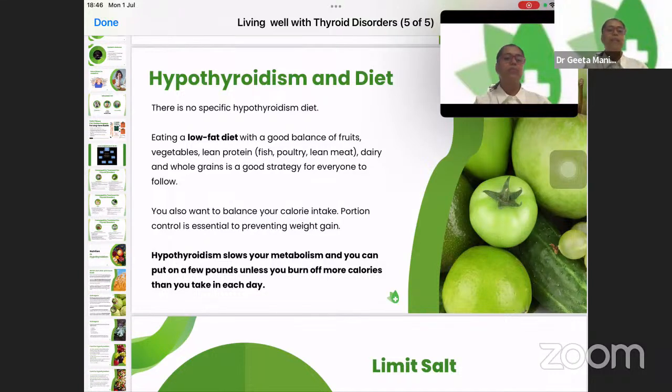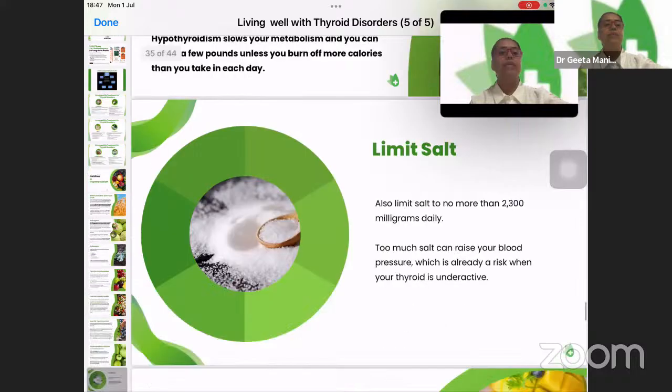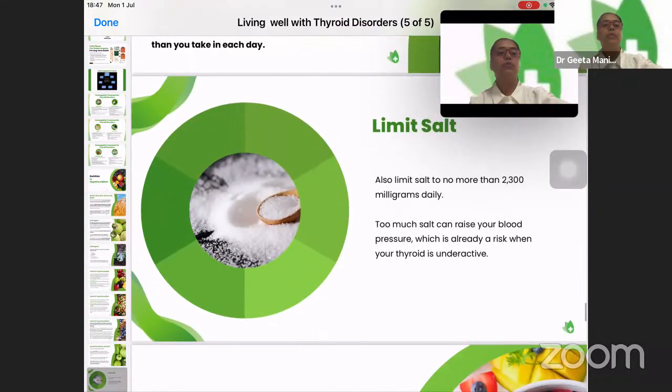You also want to balance your calorie intake. Portion control is essential to prevent weight gain. Hypothyroidism slows your metabolism and you can put on a few pounds unless you burn off more calories than you take in each day. Like I previously mentioned, it slows down everything. It slows down your metabolism as well.